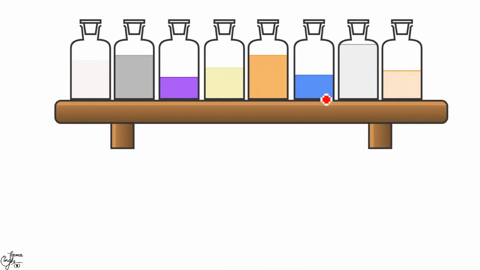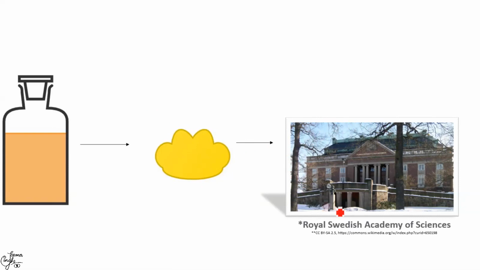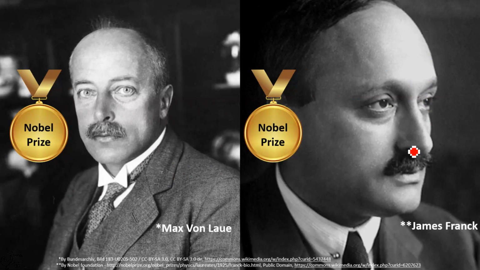After World War II was over, Hevesy returned to find the solution undisturbed, and he reprecipitated the gold out of the acid. He returned the gold to the Royal Swedish Academy of Sciences in Stockholm and the Nobel Foundation. They recast the medals and returned them to their rightful owners, Laue and Franck.